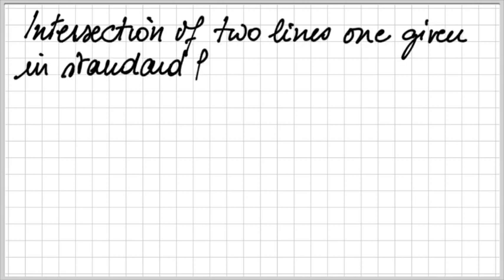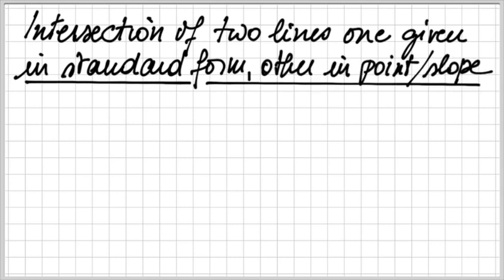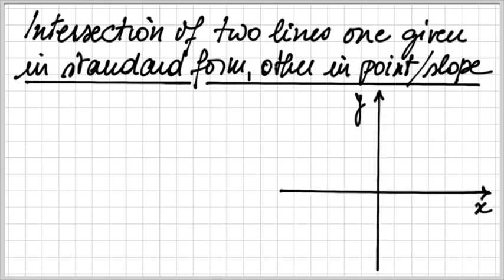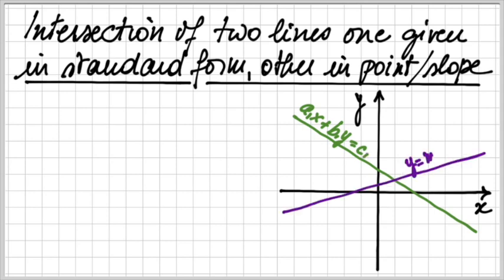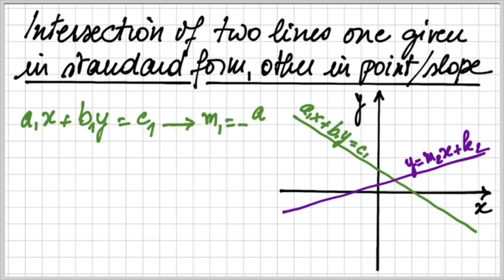Let's have a look at the intersection of those two lines. And we have one line that is given in the standard form, ax plus by is c, and the other line is given in the point slope expression, y is mx plus k. So when we see the different lines, we have them in the x and y axis system. We first have a1x plus b1y is equal to c1, where we have a slope of m1, which is equal to minus a1 divided by b1, and in our example, we have a negative slope, so a1 and b1 are in fact both positive or both negative.